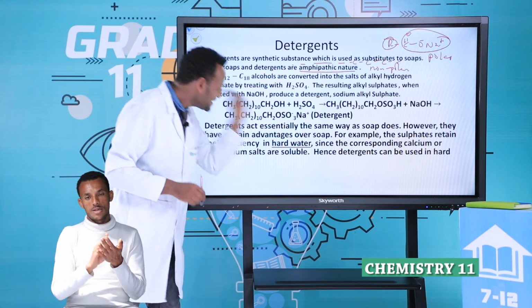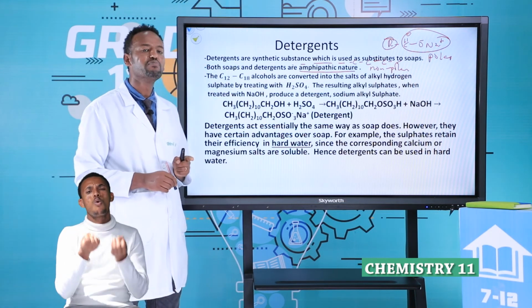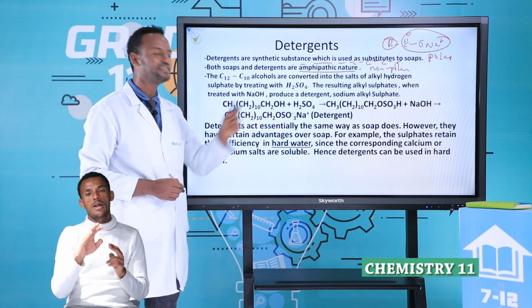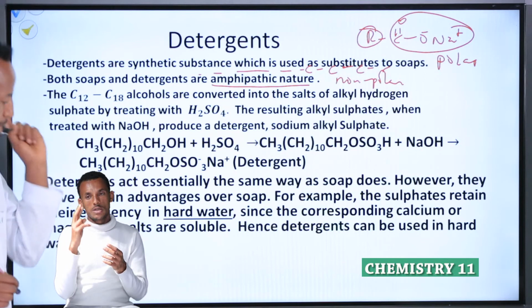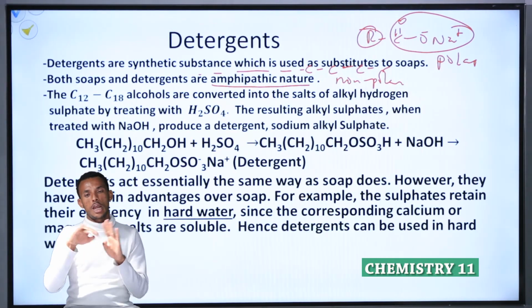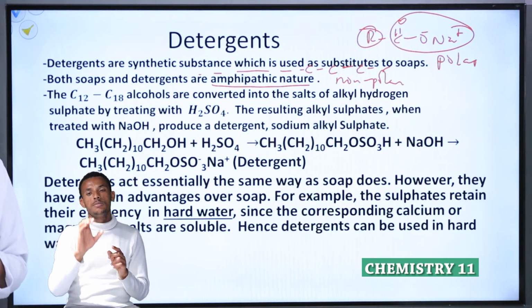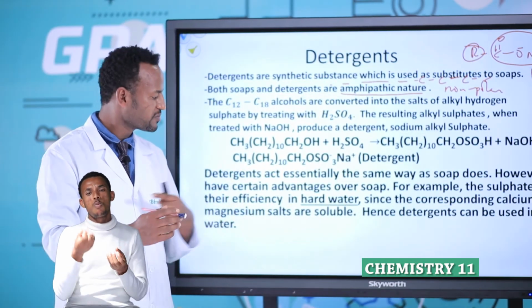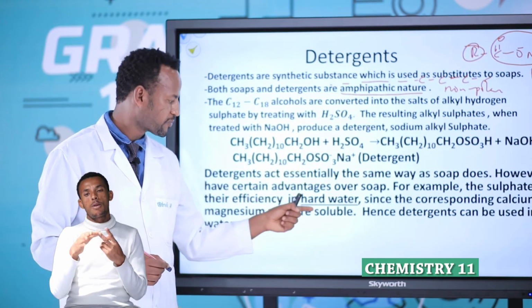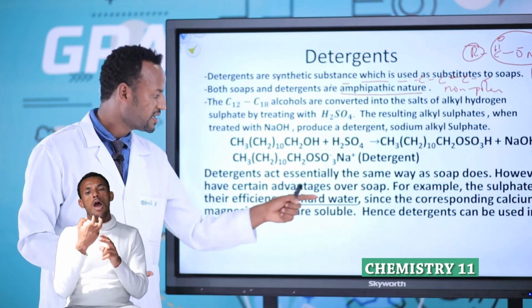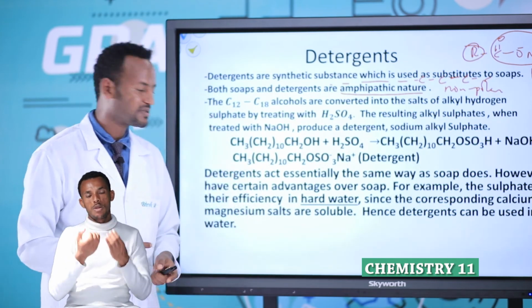But detergent, because of sulfates, is more preferable in hard water. Which one is more preferable? Detergents are more preferable. Why? Because detergents, because of the sulfate ion, are easily soluble, especially in hard water. What types of ions are present? Magnesium and calcium. Magnesium and calcium are easily soluble with sulfates. Therefore, detergents are more advantageous in hard water because of the sulfate portions.